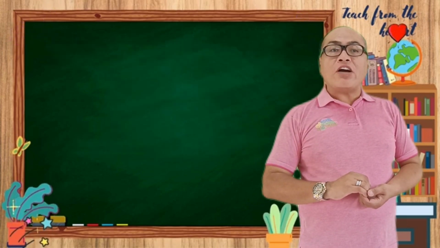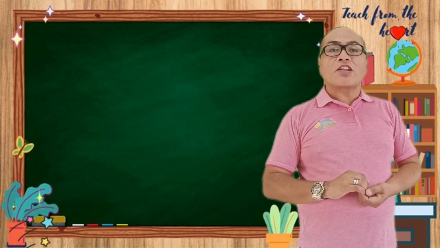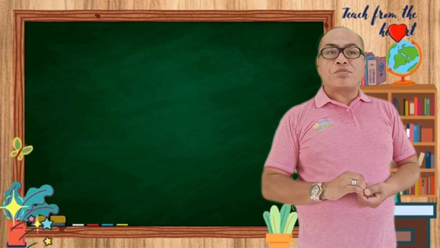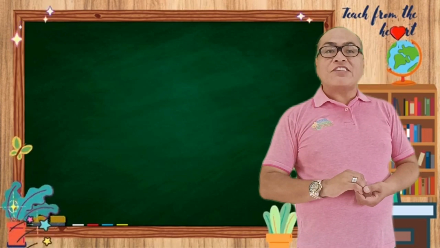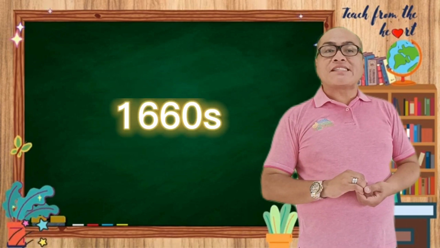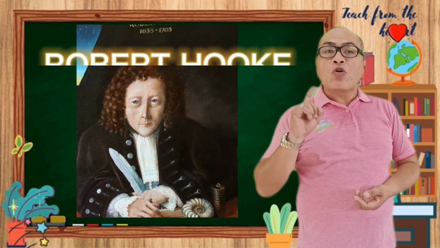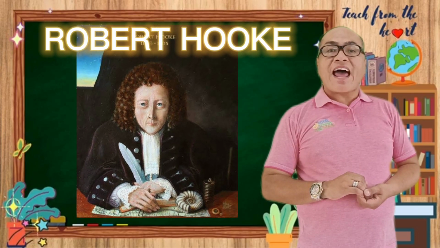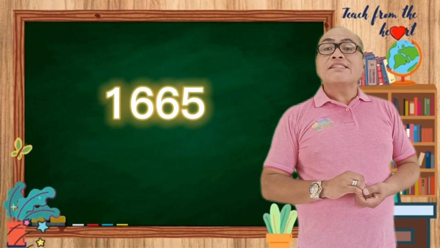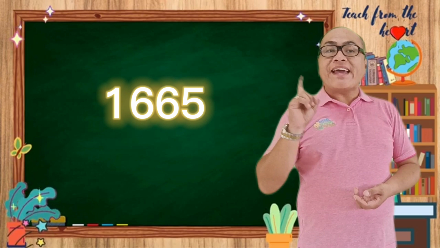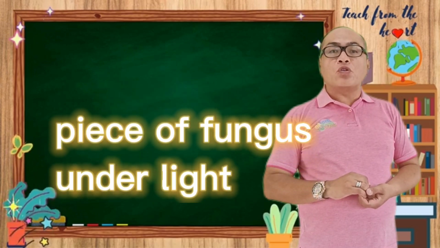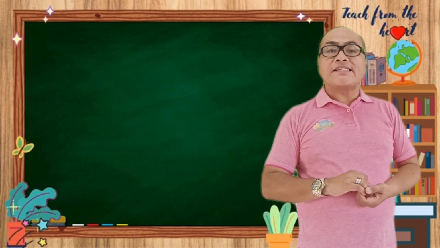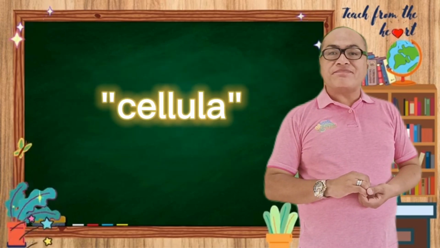Although the discovery of cell membranes is thought to be in parallel with the discovery of microscopes, this is not exactly true. In the early 1660s, Robert Hooke made his first observation using a light microscope. In 1665, he examined a piece of fungus under a light microscope and he called each space a cellula.